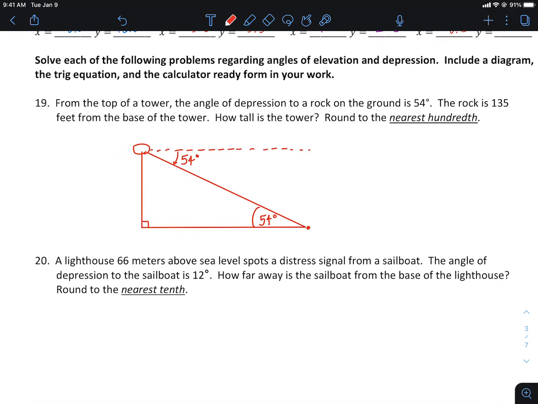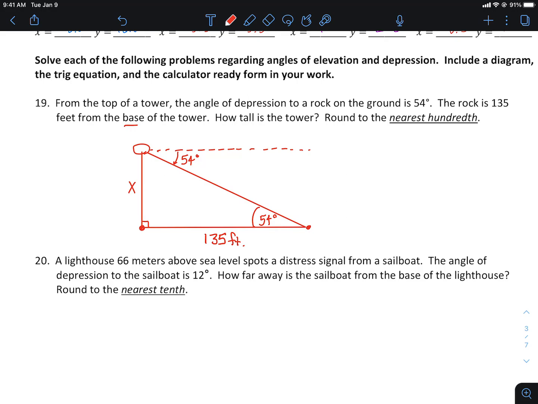Okay, the rock is 135 feet from the base of the tower, so that's that horizontal distance right there. The hard part of the word problems is just setting it up correctly, so make sure you're reading carefully. From the base of the tower means the bottom of the tower, and then there's your rock right there. So that distance has got to be 135. And they're asking how tall is the tower, so I'll put an X right there for the height of the tower.